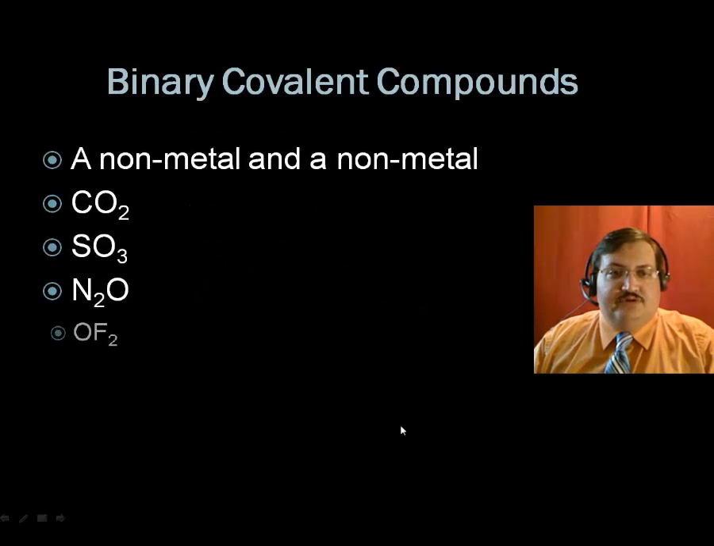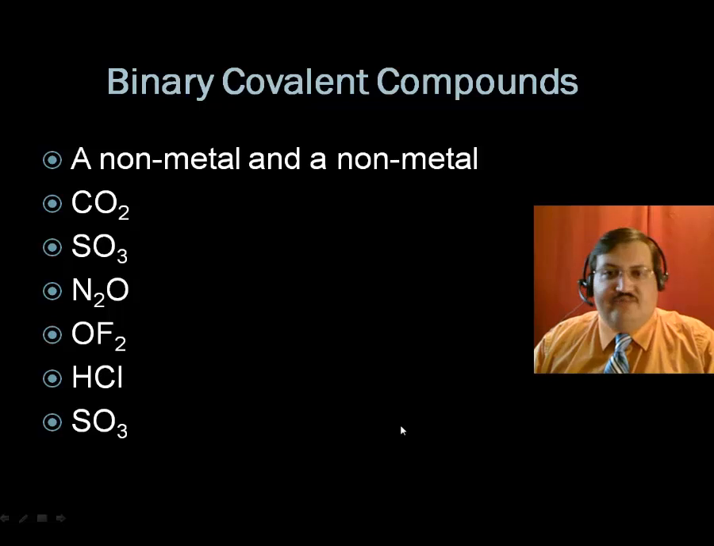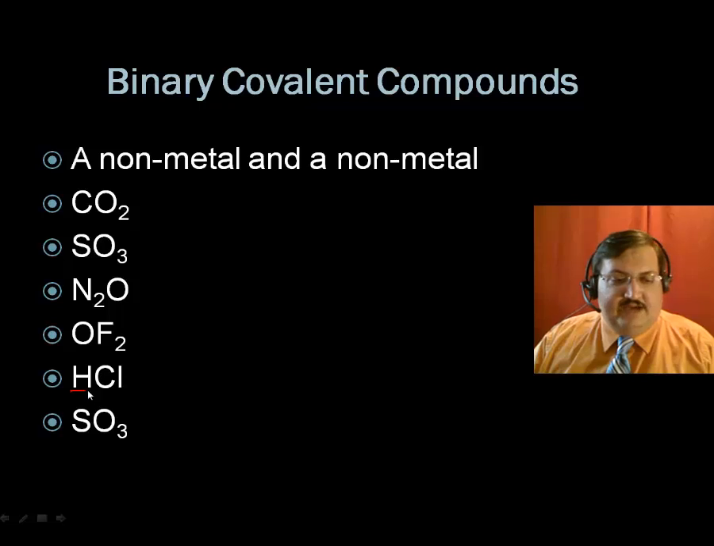In order to be a molecular or covalent compound, we're going to have a nonmetal bonding with a nonmetal. Carbon dioxide, sulfur trioxide. We even get hydrogen chloride if it's a gas, or hydrochloric acid if it's a liquid. We'll be talking more about hydrogen and how to name compounds with it in a later episode.